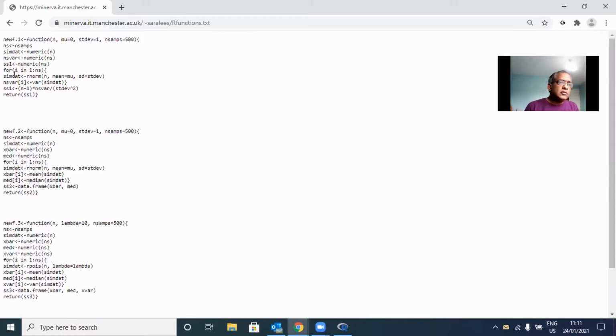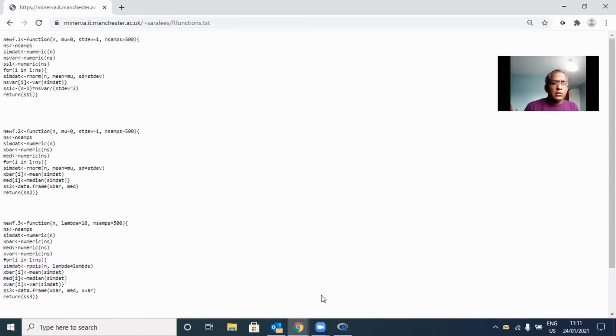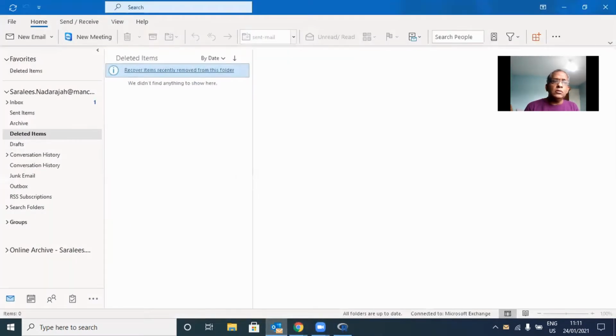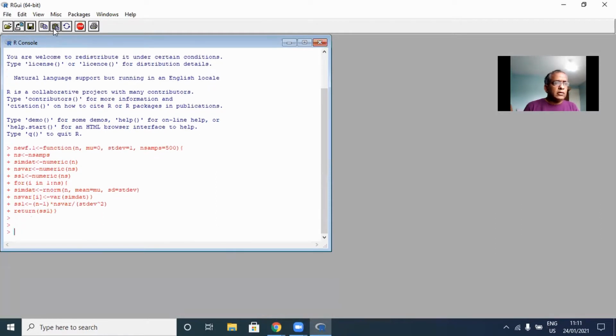Now what this does is the following. Let me try to explain it. Before that, let me copy this, and paste it under the R window. Right, now let me explain what this function does.